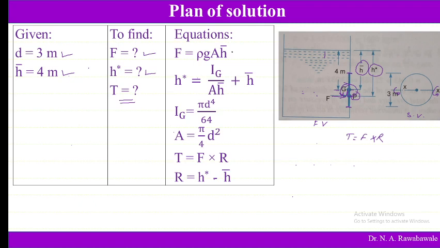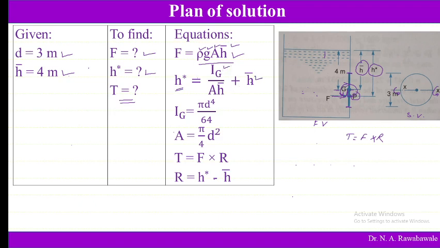So to find out force, F is equal to rho g A h bar, is the equation that we have seen. So in this equation we know h bar which is 4 meter. Area of circle we can find out. g is acceleration due to gravity, rho is density. So everything is known. We can find out force. But to find out h star, the distance of center of pressure, we know Ig divided by A h bar plus h bar.